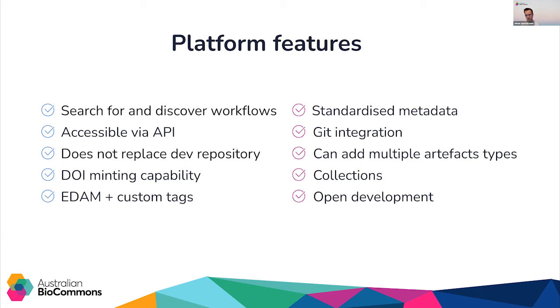You have the ability to put not only EDAM ontology tags in, but also custom tags to make it easier to find your workflow. It provides a set of standardized metadata, the Git integration, like I've already mentioned. You can actually add multiple artifact types. And because of the way it's designed, you can link all of these things together. So you can associate publications or documents or other things to workflows and vice versa.